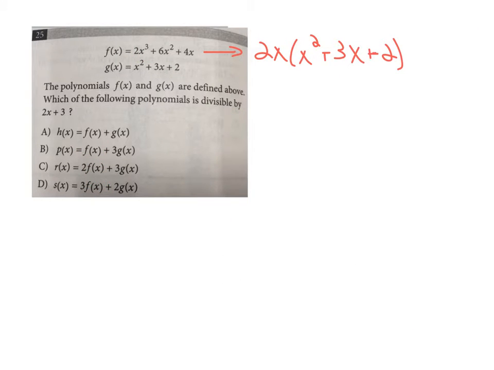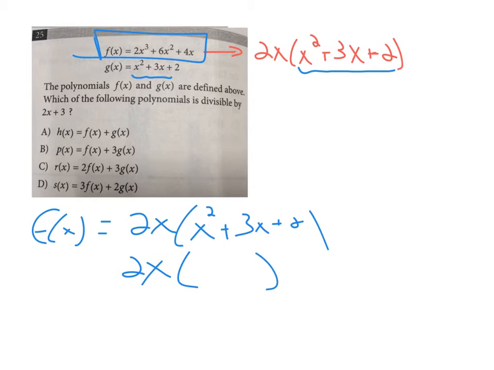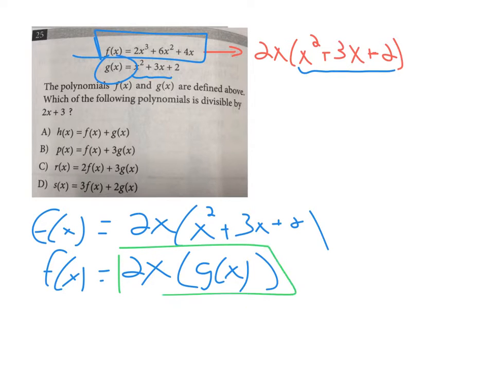Now take a look. G of x has part of f of x. G of x is just the parenthesis portion of f of x. So basically what I'm going to do is this. F of x is equal to 2x times x squared plus 3x plus 2. That's what f of x is equal to. But that would be the same as 2x times this g of x. So basically function f is just going to be 2x times function g. And that's the trick to the question.